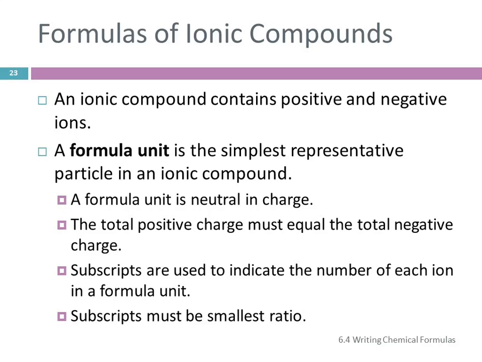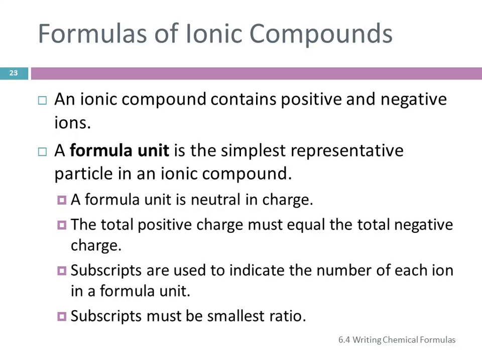So the formula unit, we're looking at the smallest whole number ratio of the positive ions to the negative ions. The formula unit is neutral in charge. That means that the positive charges and the negative charges have to add up to 0. And what we do to write the formula is we use subscripts to tell us how many of each ion are in the formula unit. The subscripts need to be the smallest ratio.